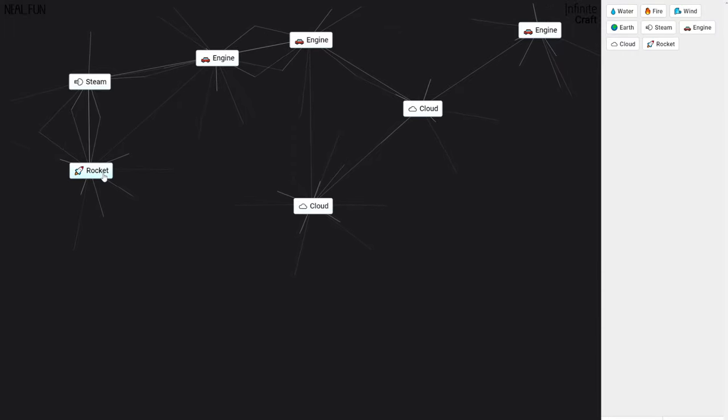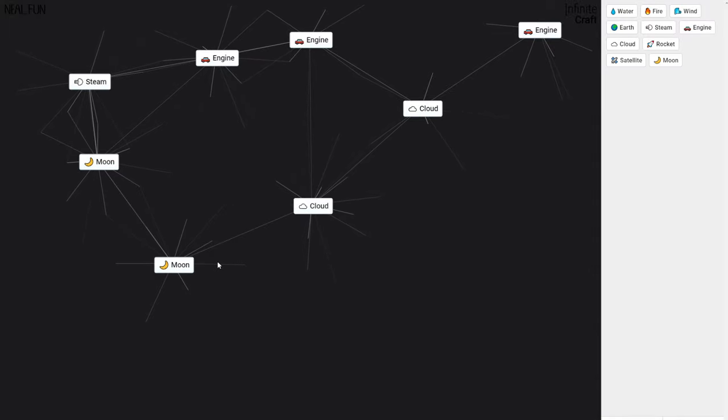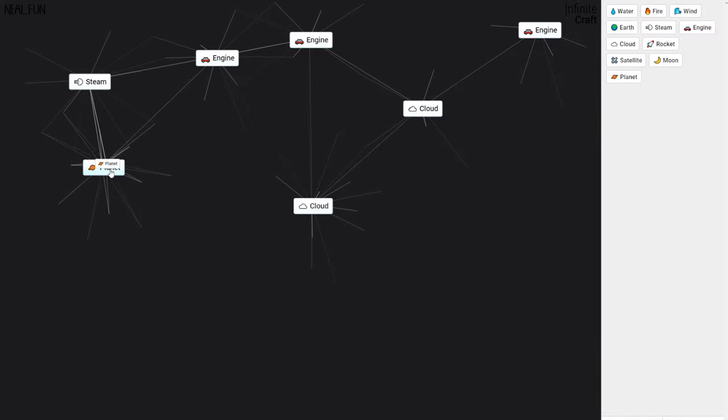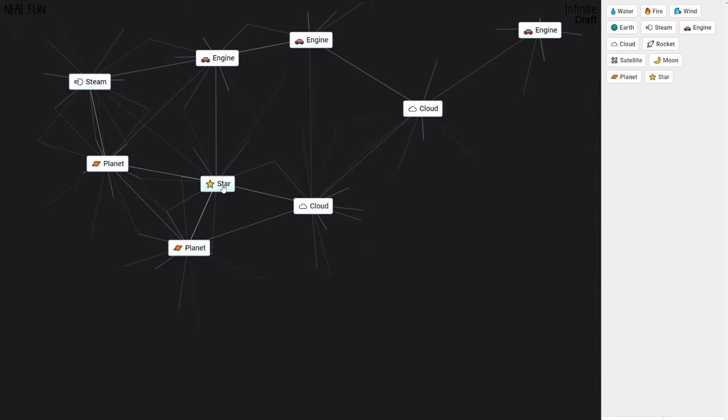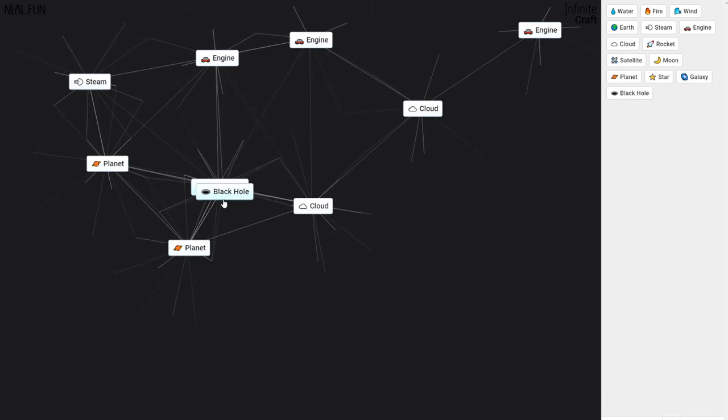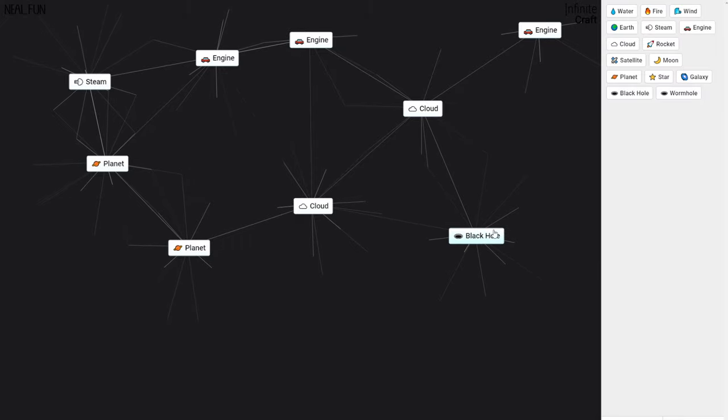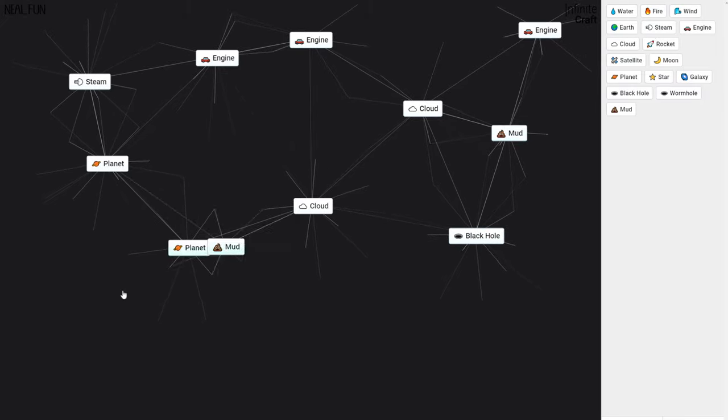Two engines is a rocket. Satellite? This is moon. Remember how long it took me to get to moon? Rocket and rocket is satellite, and then satellite and rocket is moon. Rocket and engine, I think, is spaceship. Spaceship and engine is computer, I think. So here's some way to get to computer quickly.